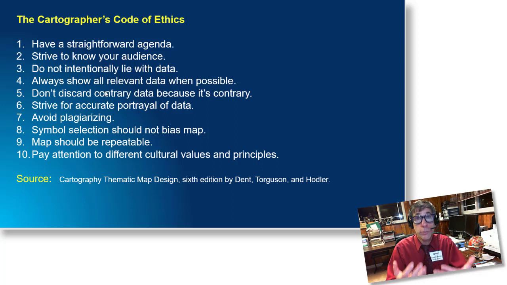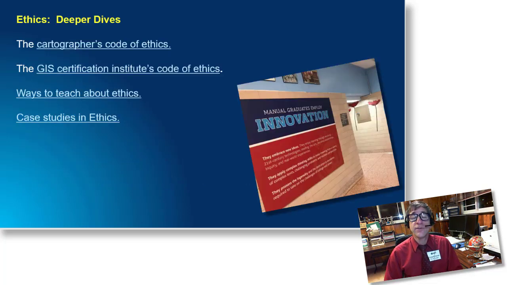The map should be repeatable, and then also pay attention to different cultural values and principles. This is from a cartography thematic map design book by Dent, Torgerson, and Hodler. There are some deeper dives that we'll go into here for just a few moments.